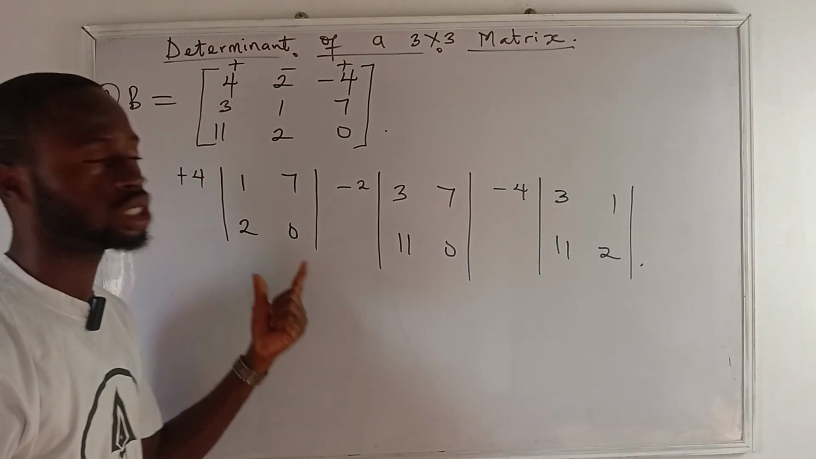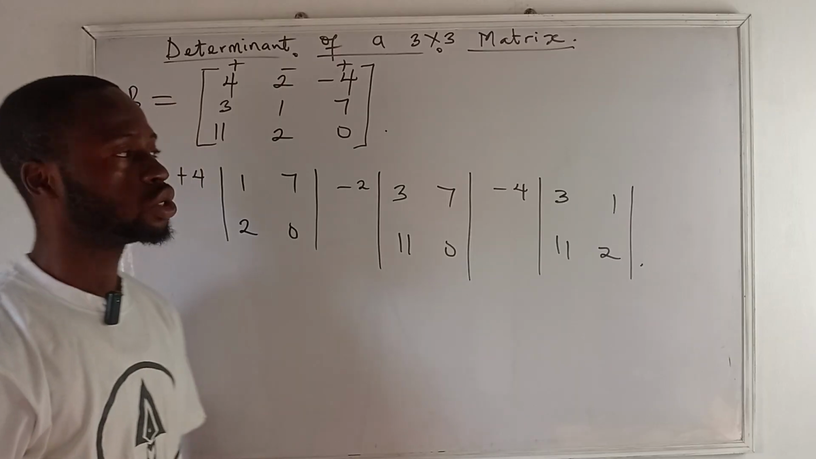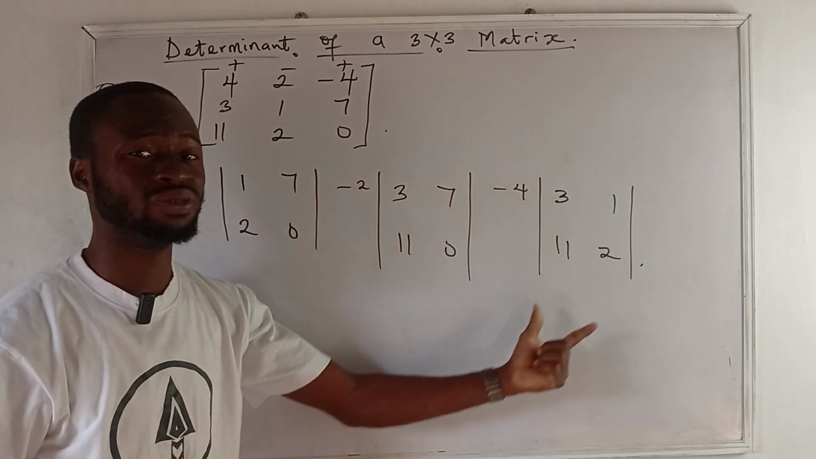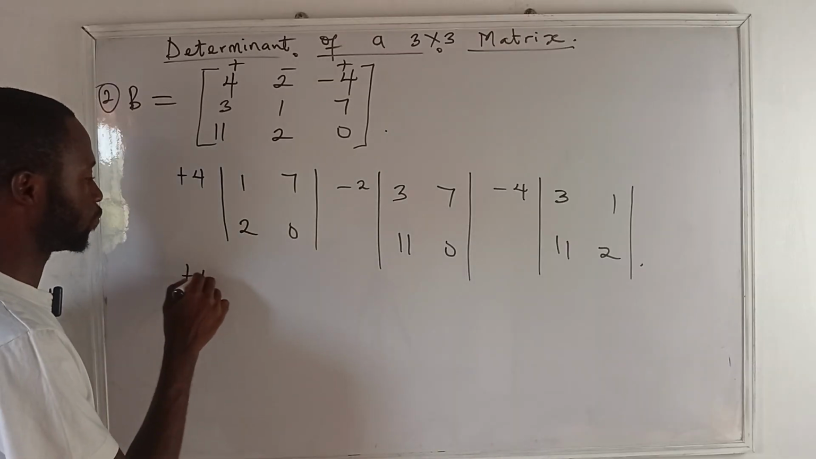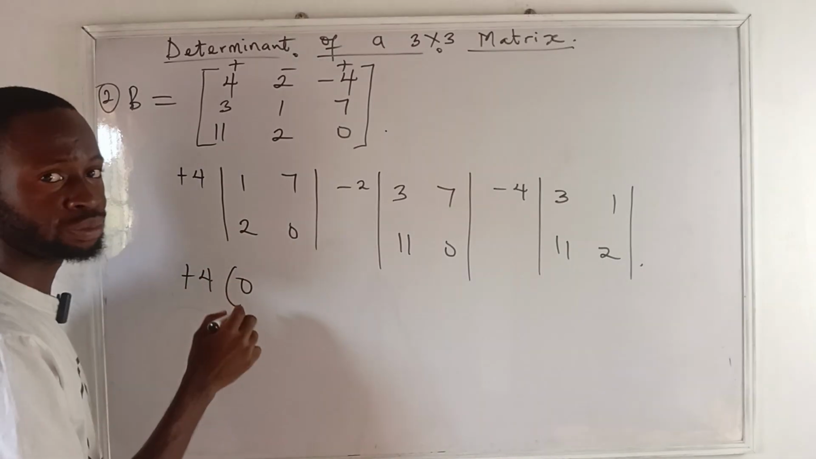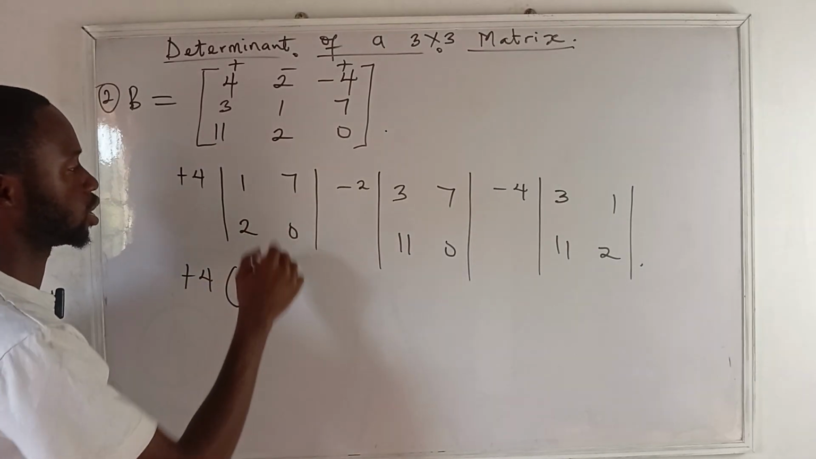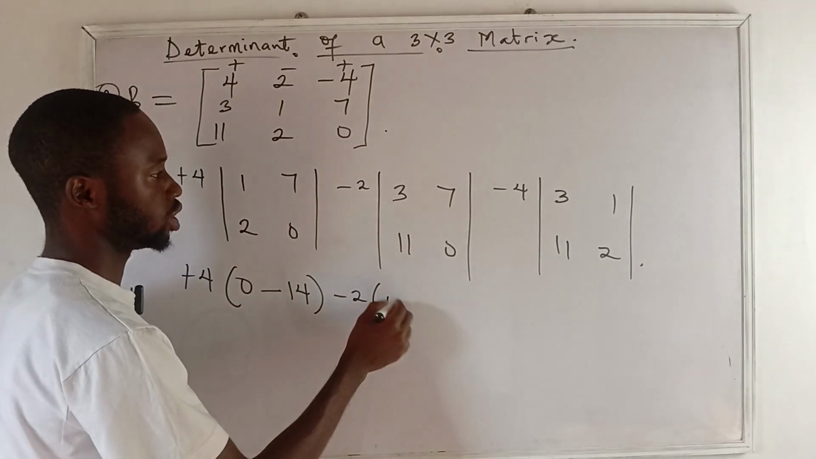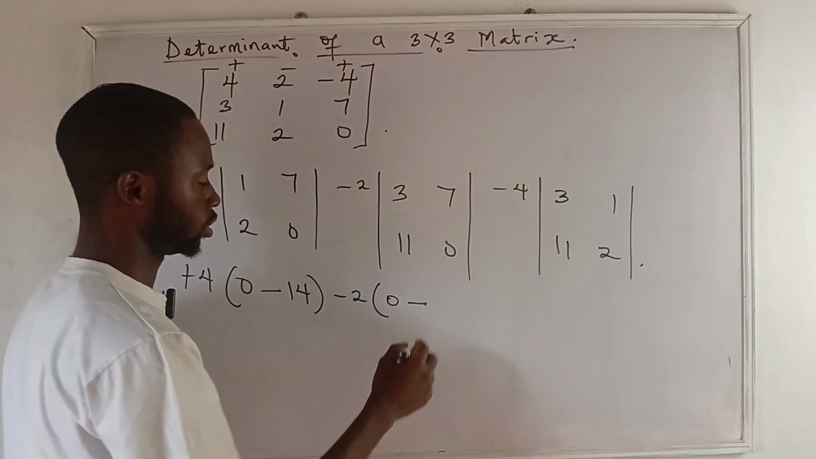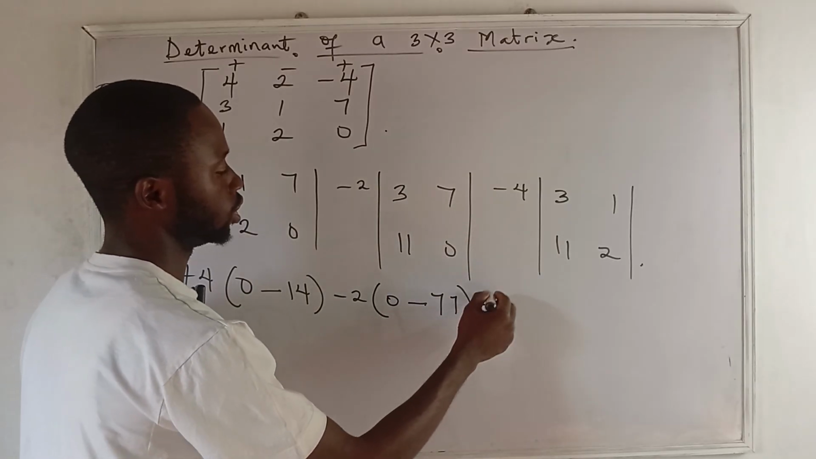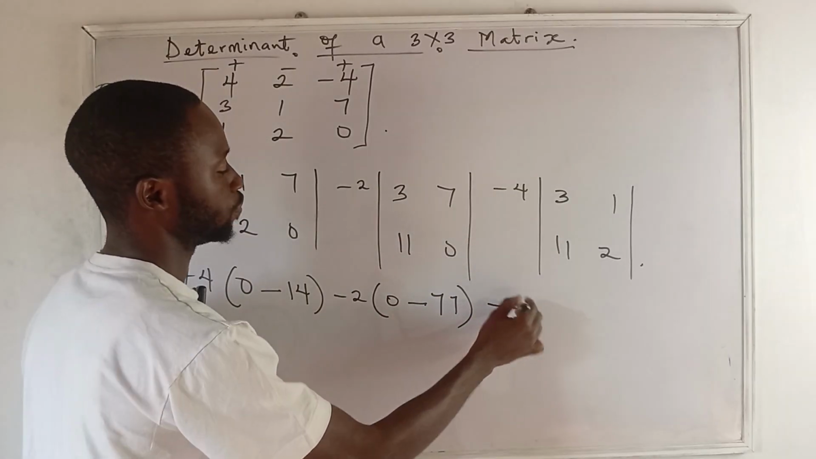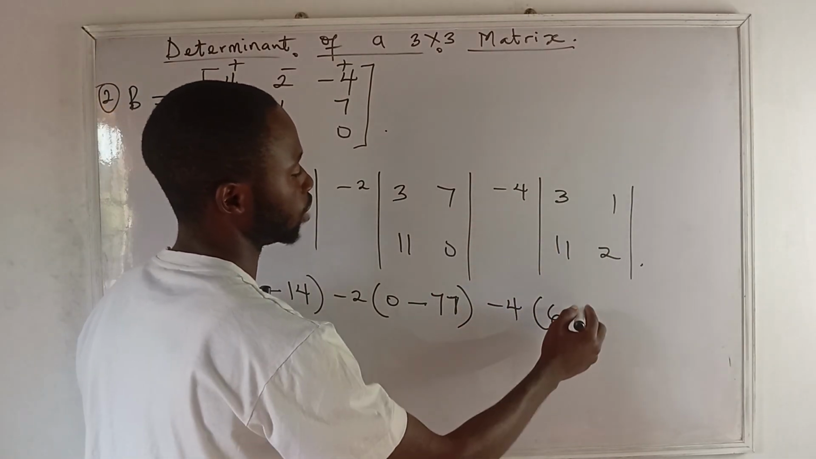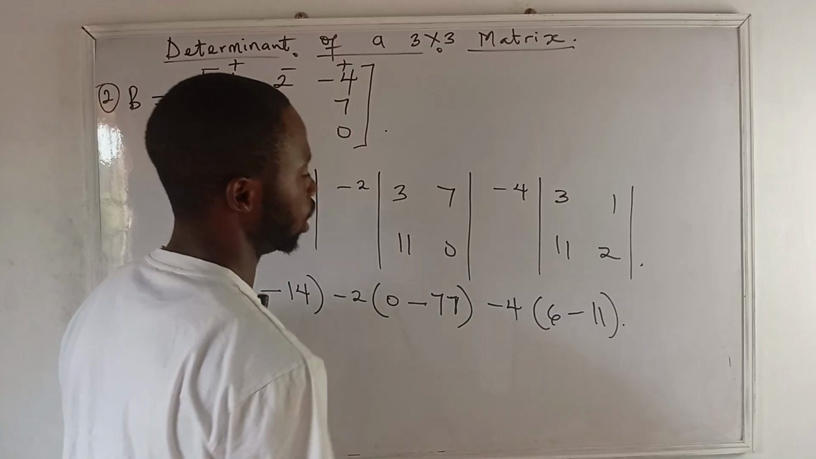So the main reason why we are doing this is because we want to find the determinant. So we have plus 4 into 1 times 0 is 0. Then minus 2 times 7 is 14. Then we have minus 2 into 3 times 0 is 0. Minus 11 times 7 is 77. Then plus, we have minus 4. Then 3 times 2 is 6. Then 11 times 1 is 11.